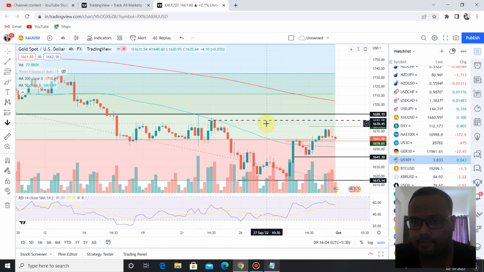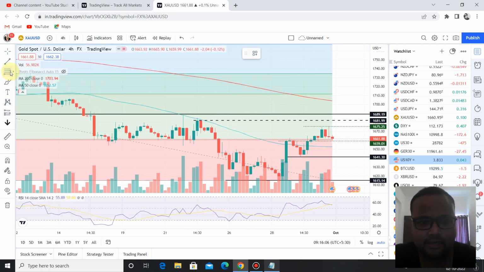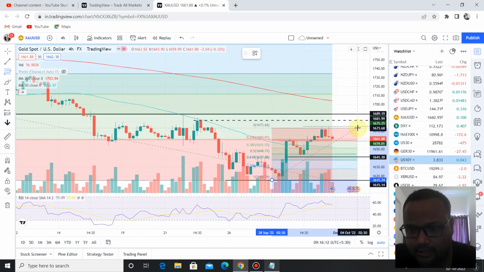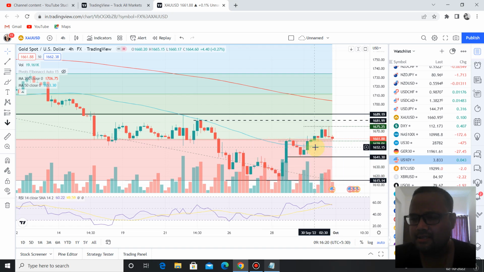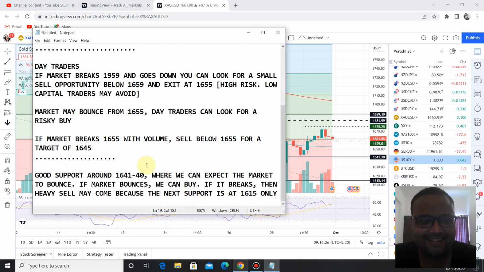Yes, I'm still considering it a risky buy because we have 50 moving average as support, and if I take additional help from the Fibonacci, then I can see that we also have Fibonacci 50% retracement level also. If you combine both the factors, then yes, there is a chance, good chance, but still somehow I'm not getting the right vibe. So that's why I'm just saying that it can be a risky buy at 1655.